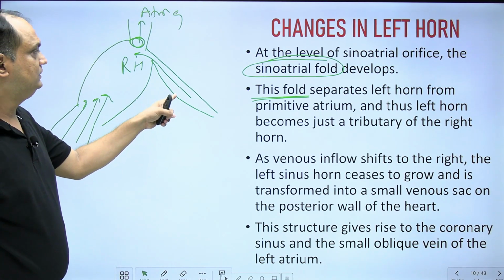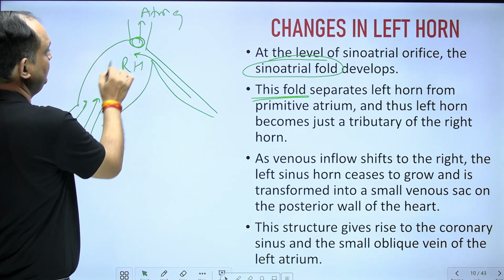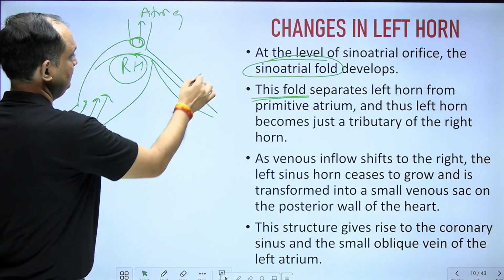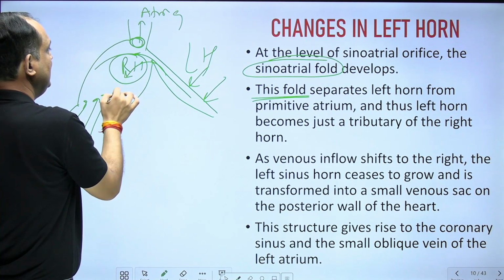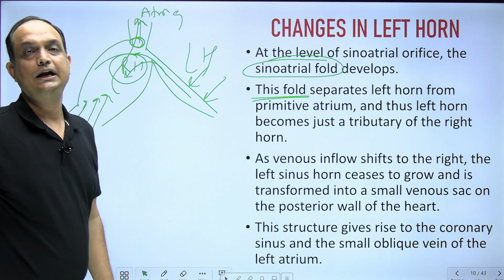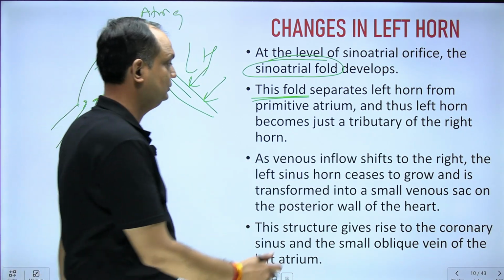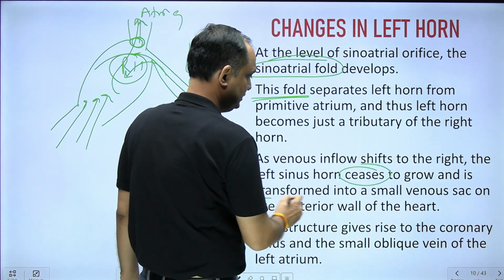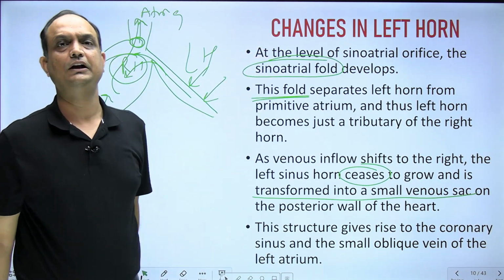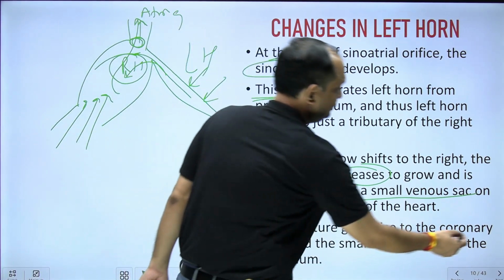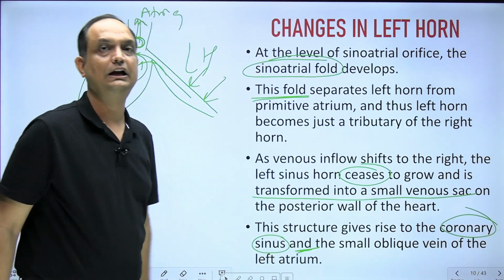So what is the future of this left horn? Left horn decreases in size, and at one point it will become a tributary of right horn. So whatever blood is there in the left horn will enter first into the right horn, and from the right horn it will go into the atrium. So as venous inflow shifts to the right, the left horn growth ceases and is transformed into a small venous sac. And what is the adult derivative of left horn? This is a very important question. Answer is your coronary sinus and the small oblique vein of left atrium.